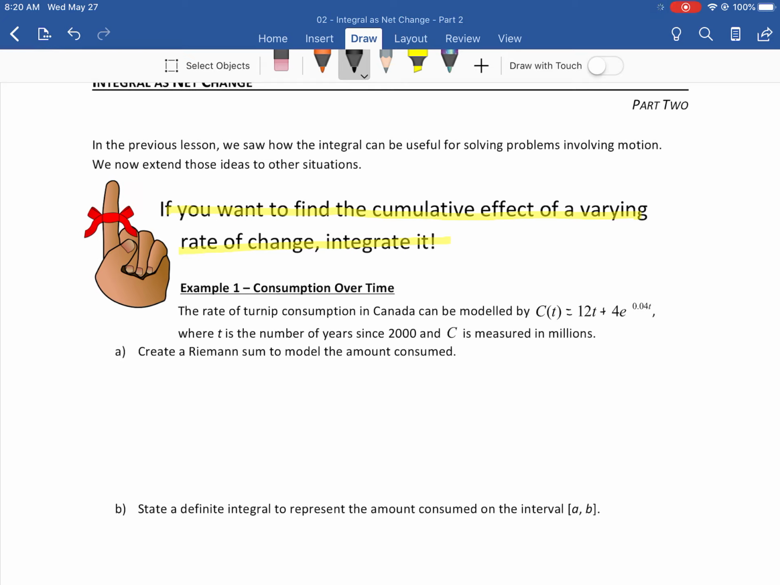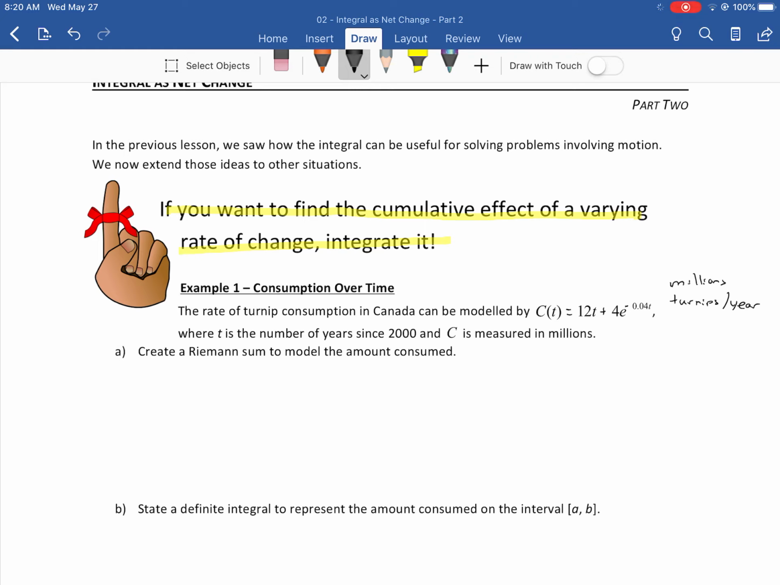The rate of turnip consumption in Canada can be modeled by C of t equals 12t plus 4e to the, ooh, that's a negative in there. Lost that in the shuffle. Negative 0.04t, where t is the number of years since 2000 and C is measured in millions. So we're measuring in millions here, but what we're talking about is how many turnips get eaten over time. So this is turnips per year, in millions.